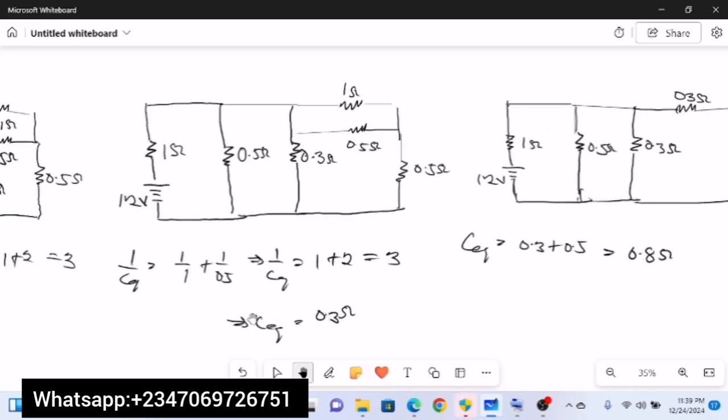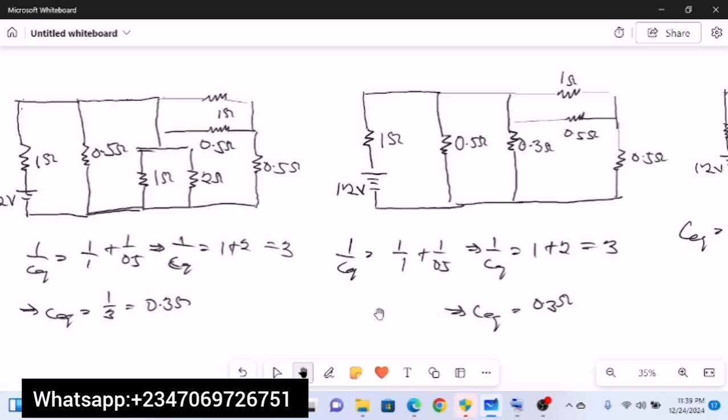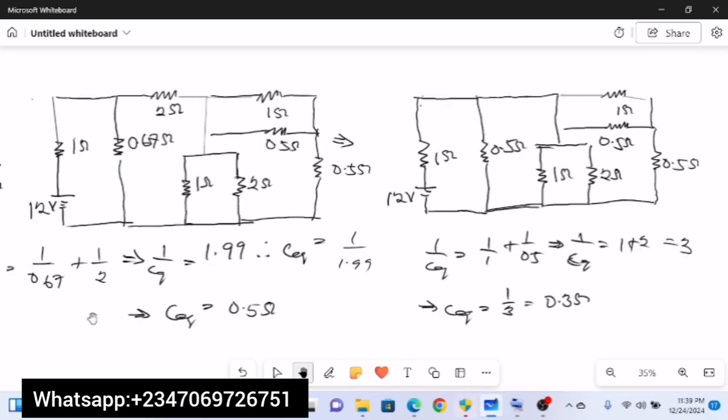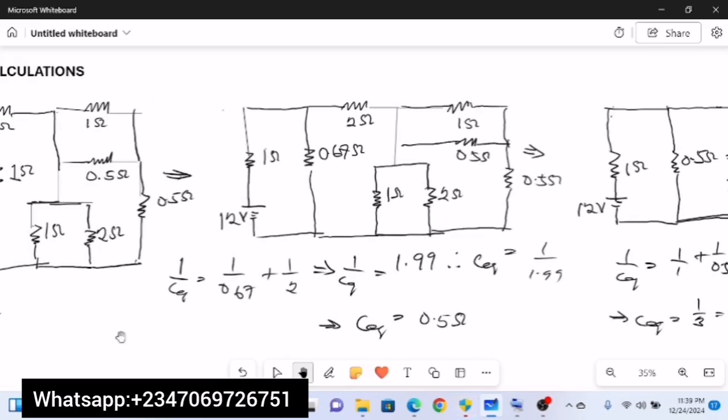So in the next video, we are going to be looking into capacitors in series and parallel calculations. Then we are going to be considering a network like this to break down under capacitors in series and parallel.